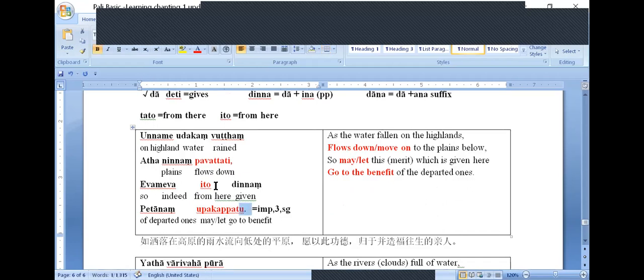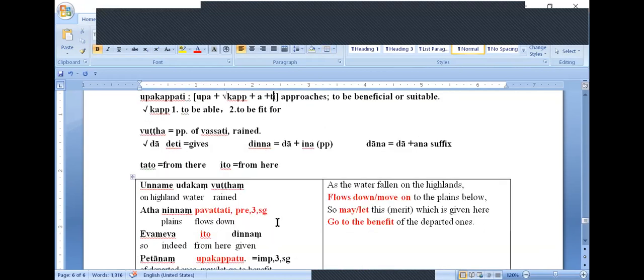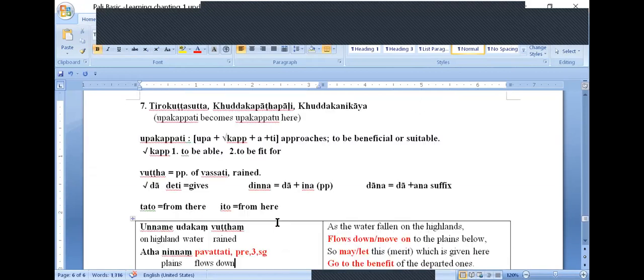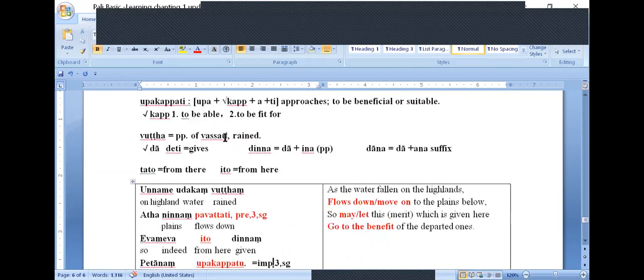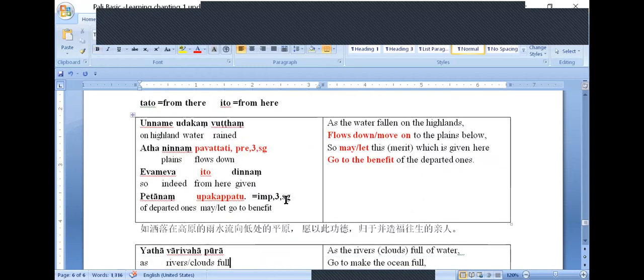So you see these two here, and this one you saw already in your lesson, I think lesson number 6: ito, and this present tense. Okay, present tense you already saw in your first lesson: present tense, third person, singular. So these three you all should be able to recognize. Pawatati, the present tense, third person, singular. Ito, from here. Upakapatu, tu means may or let it go to benefit. Okay, so this is some of the new vocabulary: upakapatu, uta, upon, pawasati, raining. Wasati, rains. Deti here becomes dina. Tato, ito. Okay, so this one.